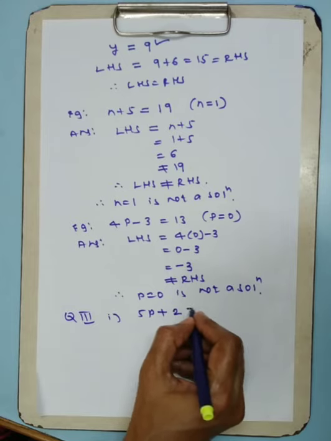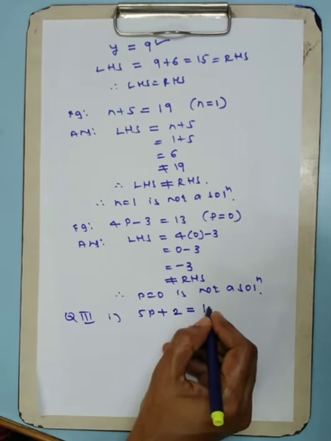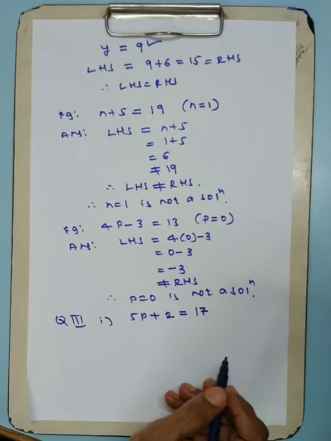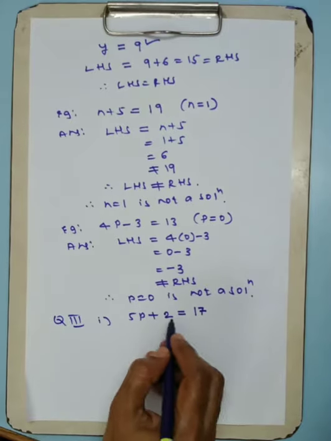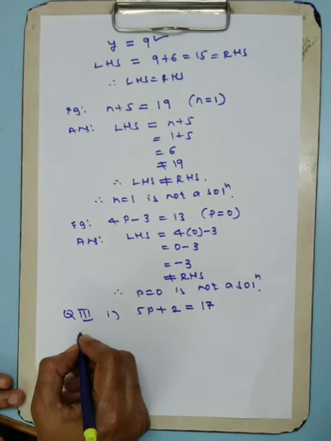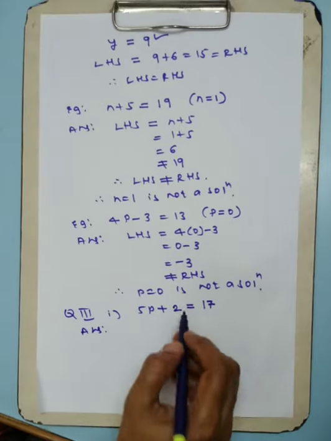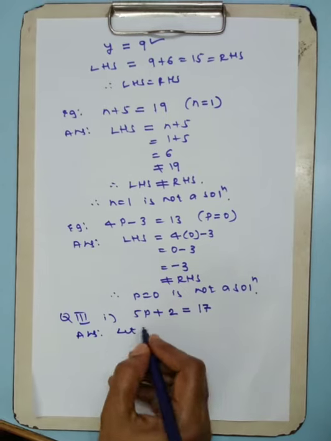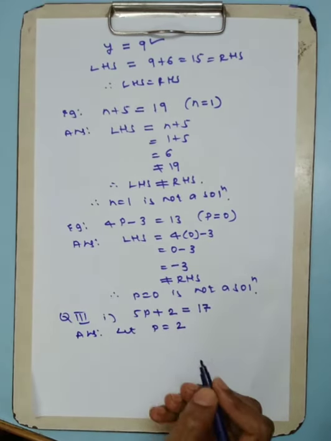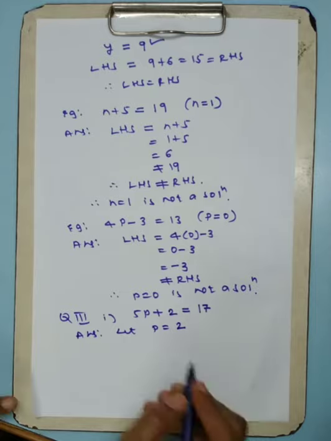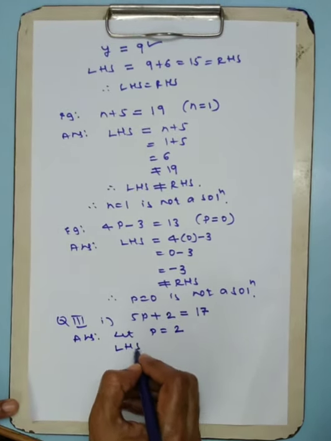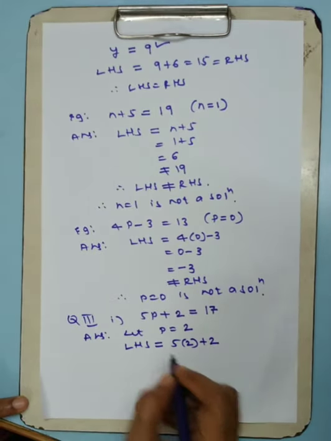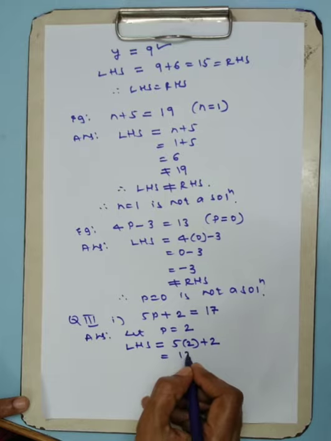The first equation is 5p plus 2. Questions are there, but I will discuss only one. That is 5p plus 2 is equal to 17. You have to solve this equation by the trial and error method. I have already shown you how to solve, but we will discuss one more time. Now you can take any value. See here 5 into p plus 2 is equal to 17. So let us take p is equal to 2. Now let us see what LHS is equal to. So 5 into 2 plus 2. What are you getting? 10 plus 2, that is equal to 12.